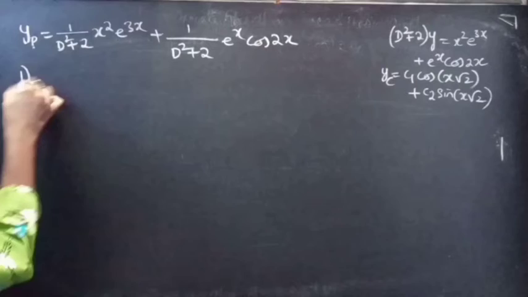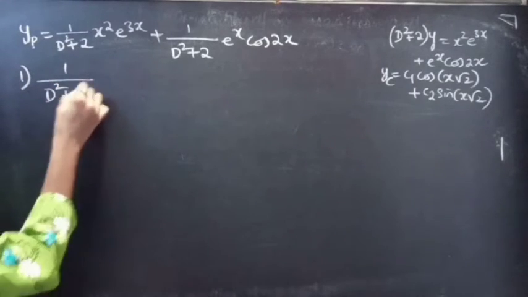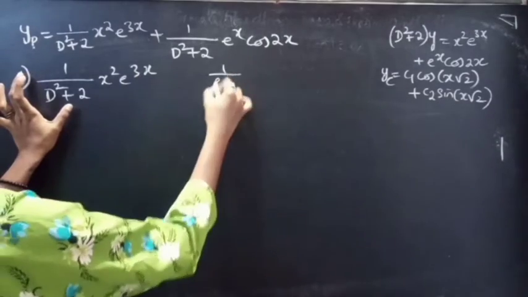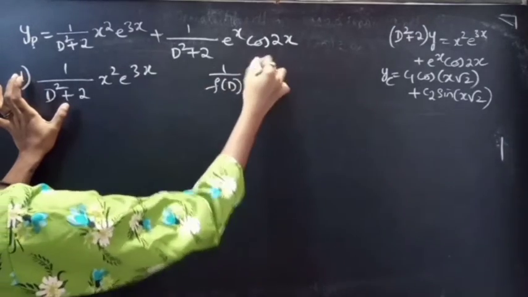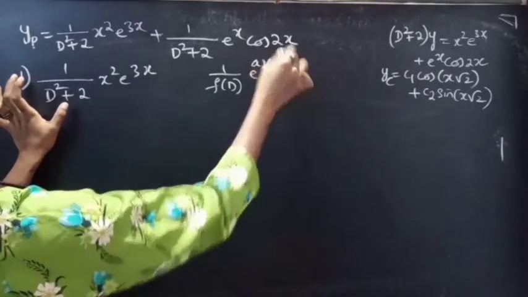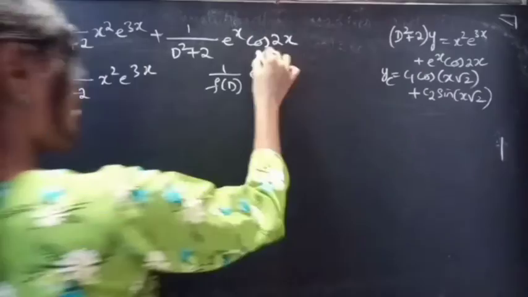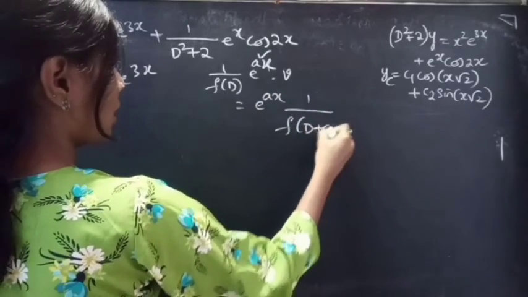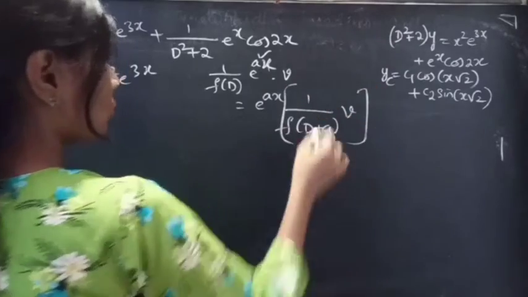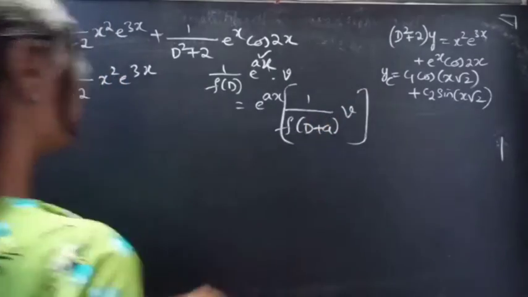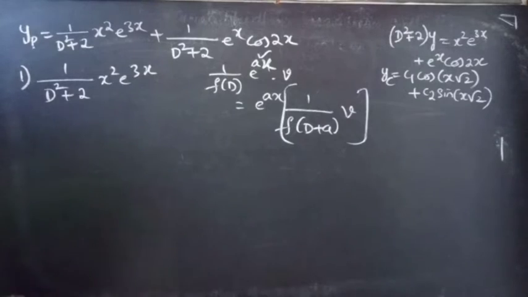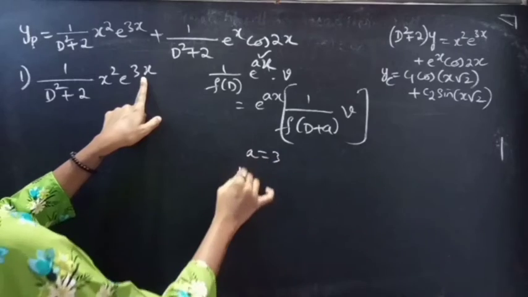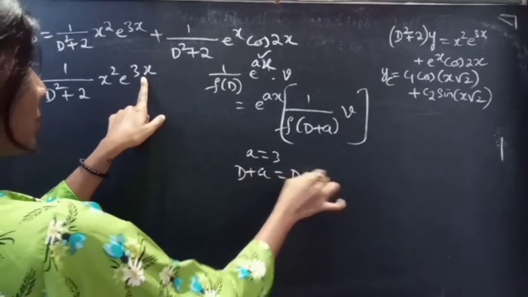I'll start with the first term: 1 by D square plus 2 into x square e power 3x. So this is of the form 1 by some function of D into e power ax into some V form. Now we'll shift e power ax towards the left by replacing D with D plus a, and later we'll operate V with 1 by F of D plus a. So let's compare e power 3x with e power ax. Then for a equals 3, we'll get D plus a equals D plus 3.